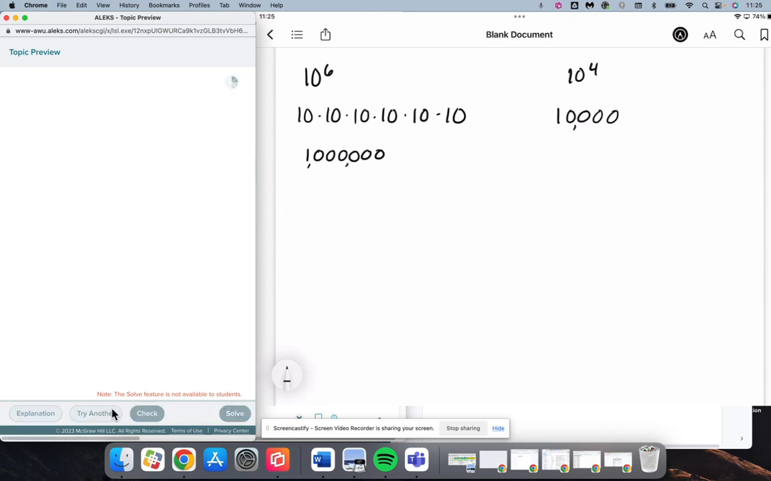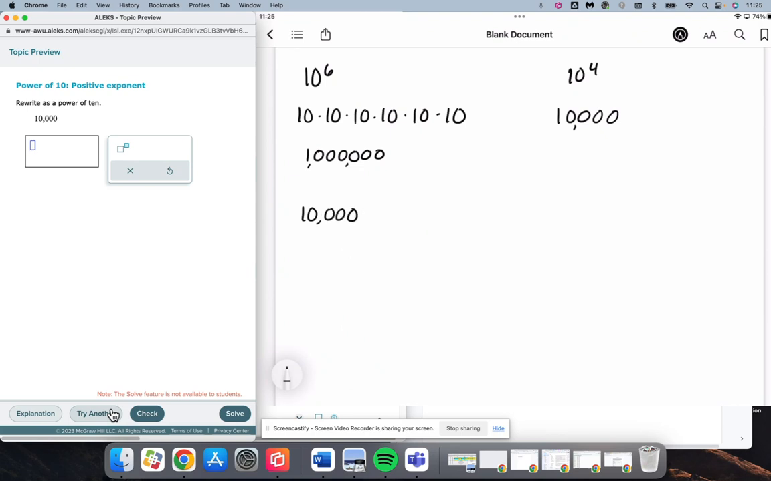10 to the 6th we already had. And again, we're asked to write 10,000 as a power of 10, so this is getting backwards on us. So 10,000, how many zeros do we have? Let's count them. 1, 2, 3, 4. So that is going to be equivalent to 10 to the power of 4.